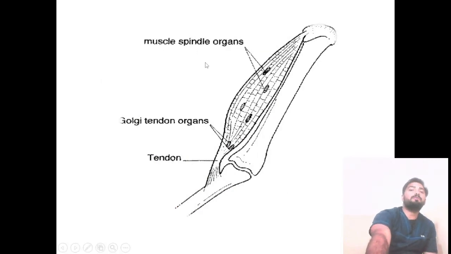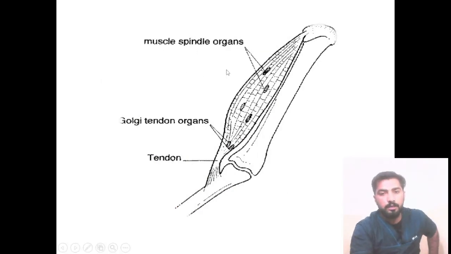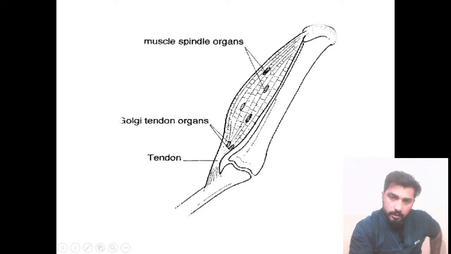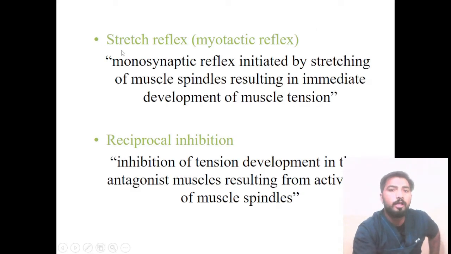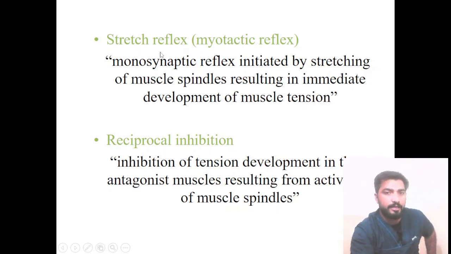So here is the difference between the muscle spindle and the Golgi tendon organ. Golgi tendon organs are present at the musculotendinous junctions, and the muscle spindles are present in the belly of the muscle. So I have already told you the stretch reflex, that is the myotatic reflex, and the reciprocal inhibition.